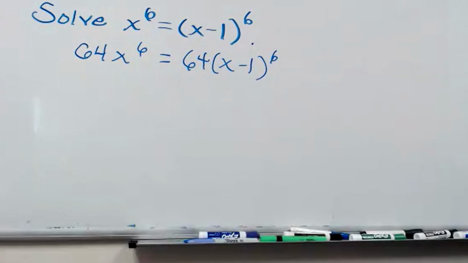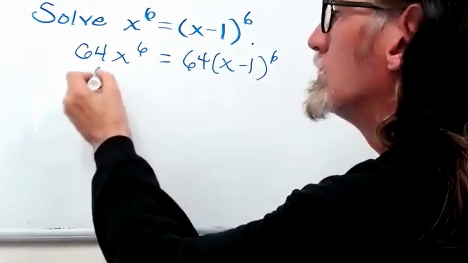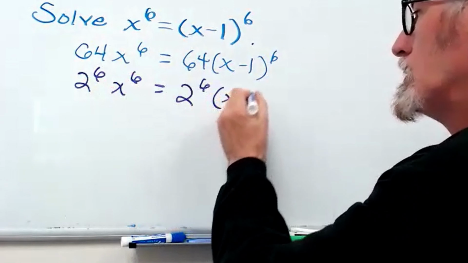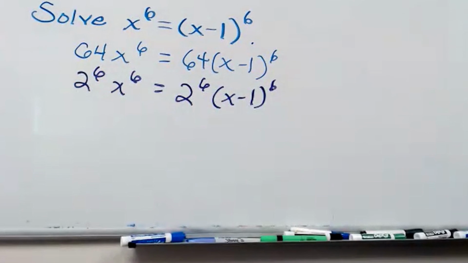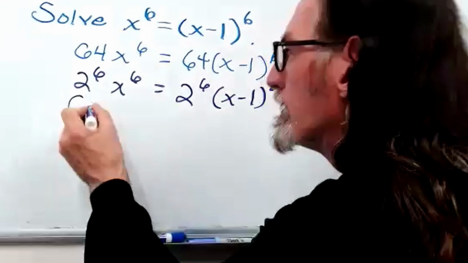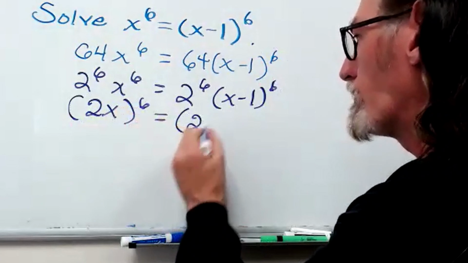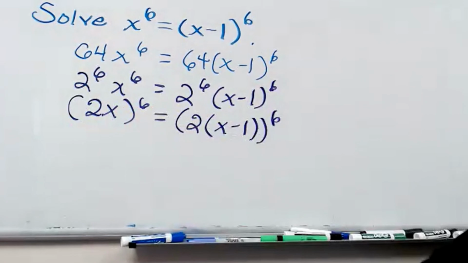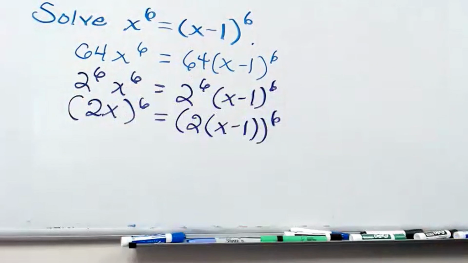That's an equivalent equation. Why 64? Well, that's 2 to the 6th. And hopefully you know that when you multiply two things that have the same power, you can bring those things together like this. So the power of a product is equal to the product of those powers.